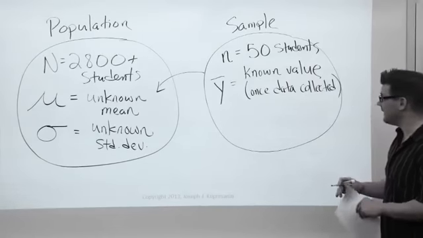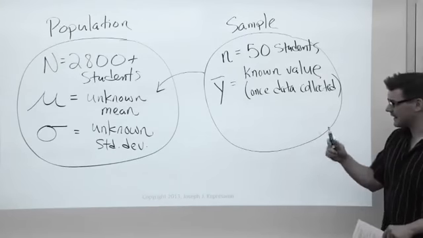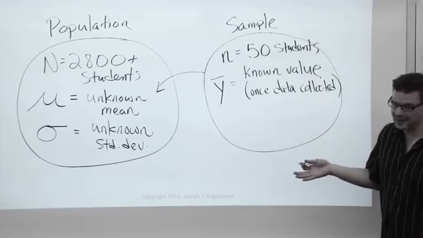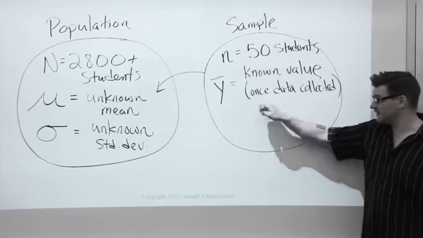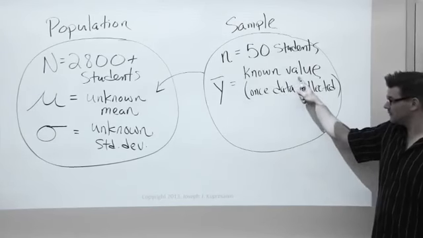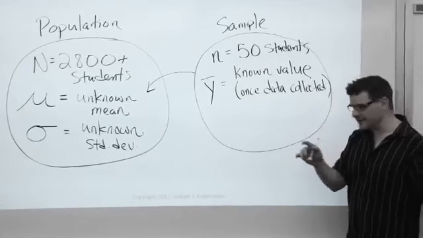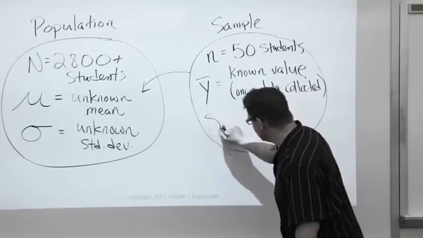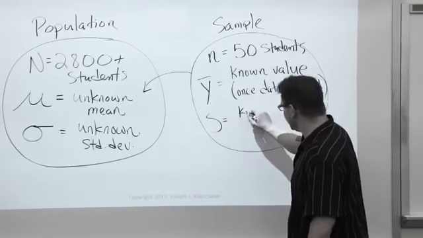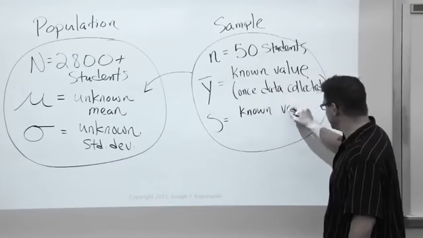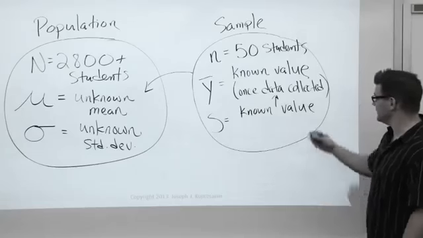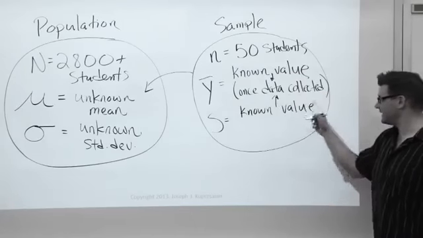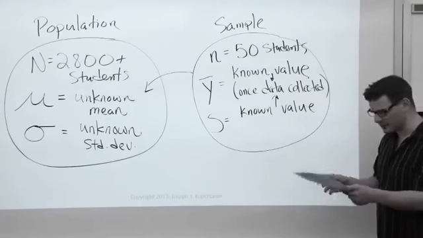Think of that data. I'll have a list of 50 students, and next to their names, probably anonymous, right? I'll have a list of 50 credit card debts, and I can add them up, divide by 50. That number will be known. I can do the same thing with the standard deviation, S. S will also be a known value. Once I collect my data, I'll know those numbers.